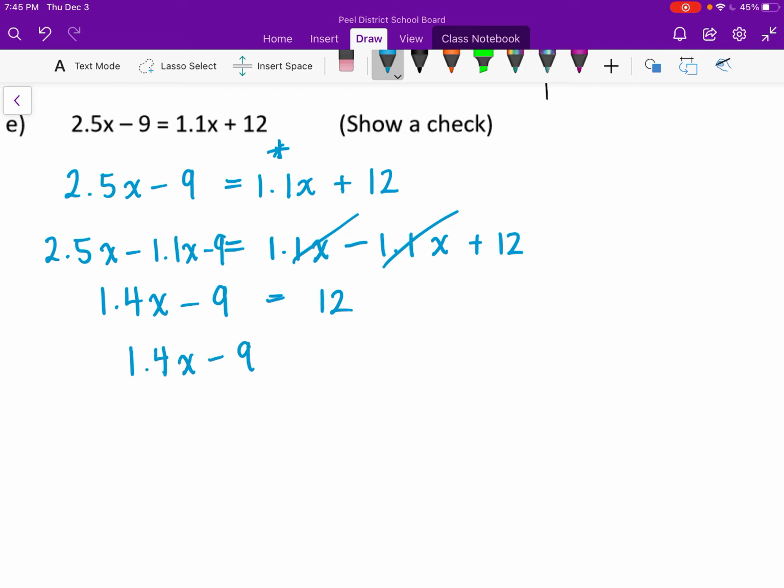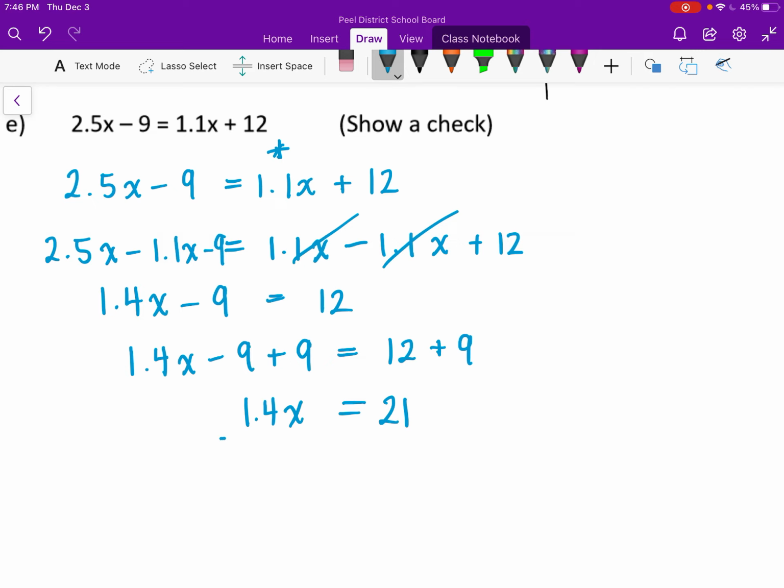So now I'm left with 1.4x minus 9. And I want to get rid of this minus 9, so I'm going to add 9. Whatever I do to that side, I have to do to the other. So I'm going to do 12 plus 9. 12 plus 9 is equal to 21. And then I have 1.4x over here. Same thing, even though it's a decimal, it's still 1.4 times x.